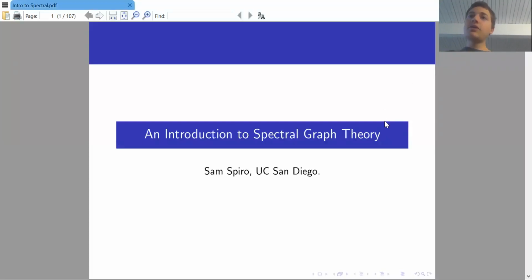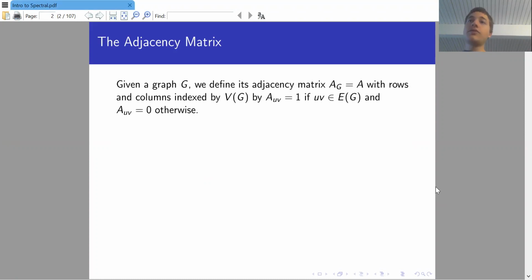Everyone. Today we're talking about an introduction to spectral graph theory. So for this talk, the central object that we're going to be talking about is the adjacency matrix of a graph. We'll denote this by A sub G, or just by A whenever G is understood.